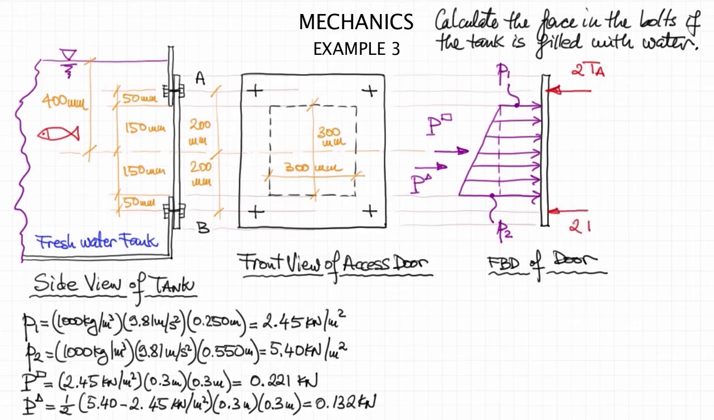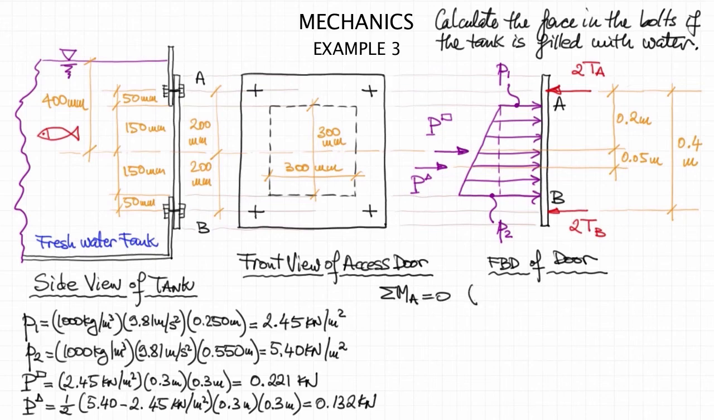Now we have cut the bolts, so we have to represent the axial force in the bolts. And remember, we have two bolts at A, so the total force at A is 2TA. We also have two bolts at B, so the total force at B is 2 times TB. The locations of the concentrated pressure forces and the locations of the bolt forces need to be known. And then all we can do is, for example, sum the moments about point A.